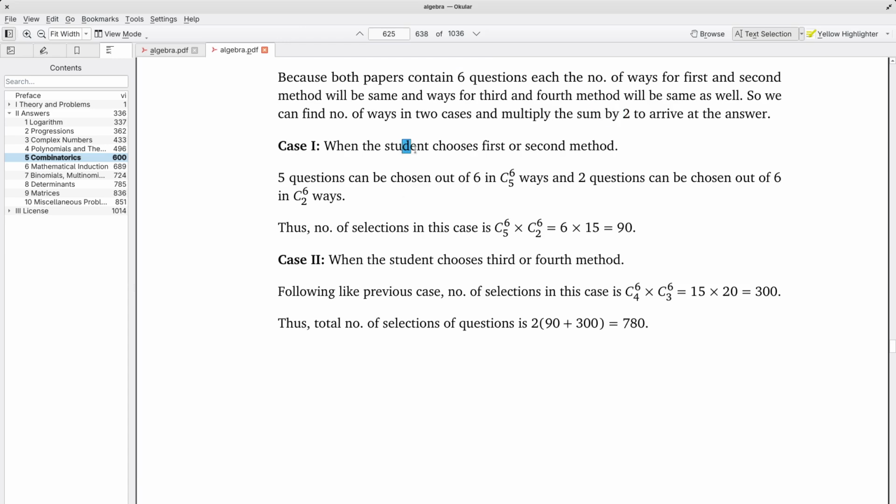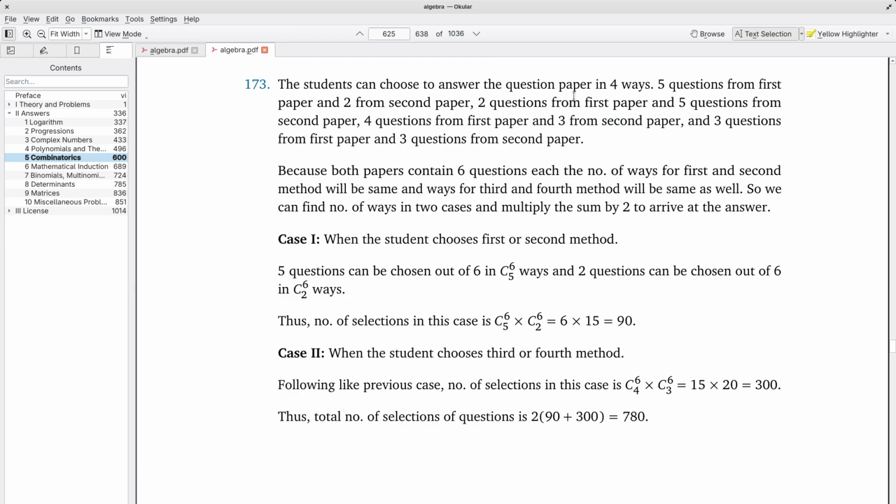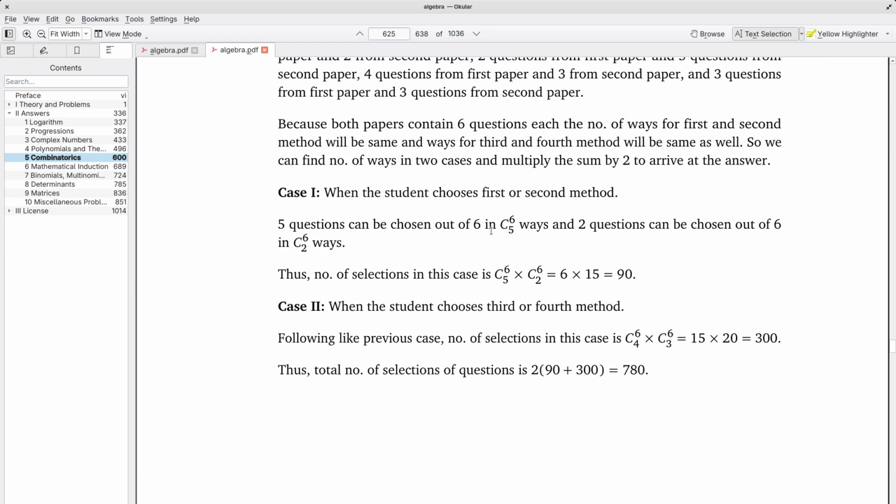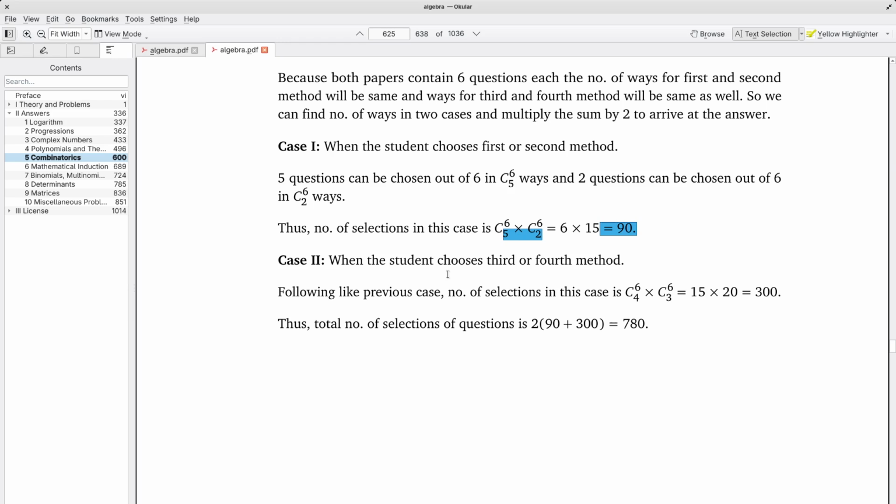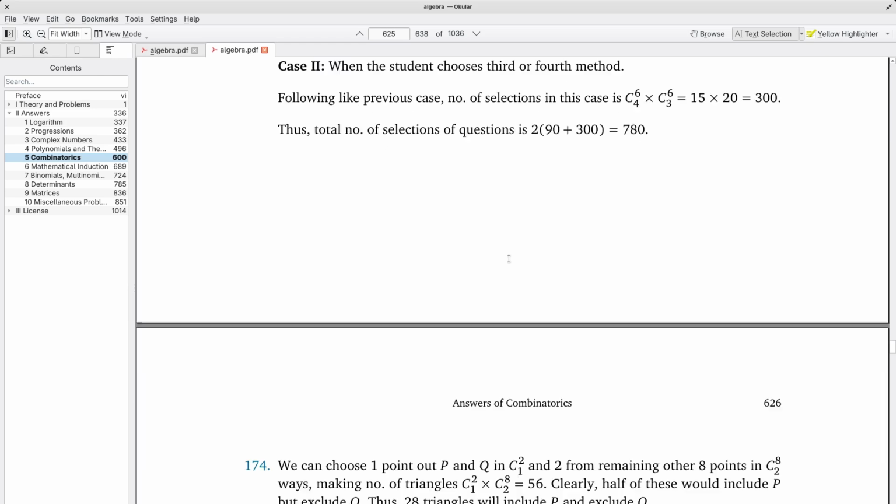So when he chooses the first or second method, meaning the combo of 5 and 2 from first and second, 5 from 6 can be chosen in 6C5 and 2 from 6 can be chosen in 6C2. That is a total of 90. And when he chooses the third or fourth method, that is the combo of 4 and 3 or 3 and 4, it would be 6C4 multiplied by 6C3, that is 300. So the total would be 300 plus 90 multiplied by 2, that is 780 ways.